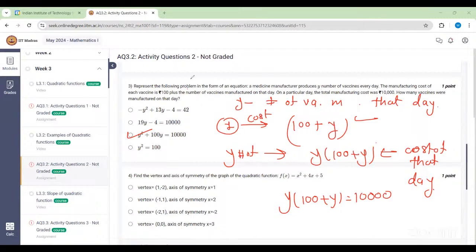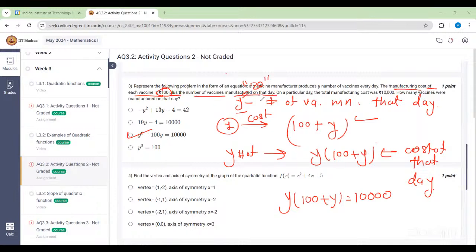Yeah, so see, Y is the number of vaccines manufactured in one day. Suppose you bought some company and you manufacture 20 vaccines. So suppose Y is 20. Now it says that the cost of each vaccine is determined by how many vaccines you made that day plus 100 rupees. So if you manufacture 20 vaccines, then the cost for manufacturing one vaccine is 100 plus 20. Y is the number of vaccines manufactured in a particular day. So it says in the second line, the manufacturing cost of each vaccine is 100 plus the number of vaccines manufactured on that day.